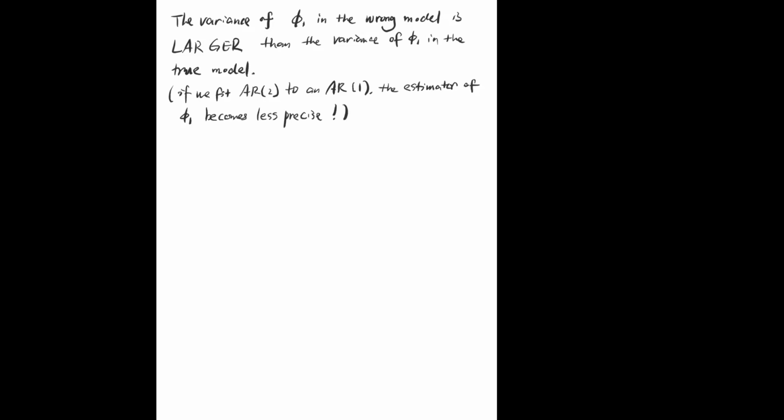The estimator becomes less precise. Okay. So that might give you a hint when you fit your data to the model. If you get an insignificant coefficient, then that might suggest your model might not be correct. You might overfit this model. Okay, so this is again basically the same idea as linear regression, right?